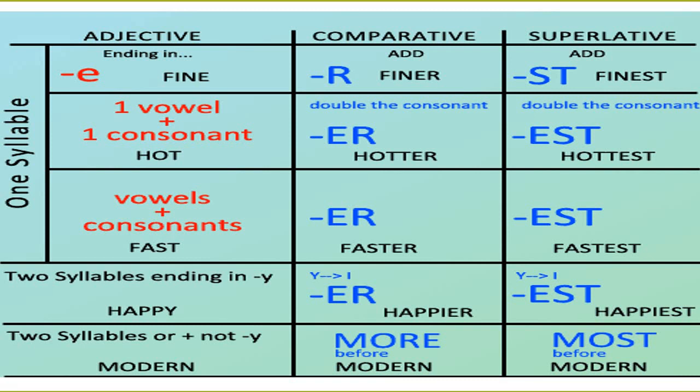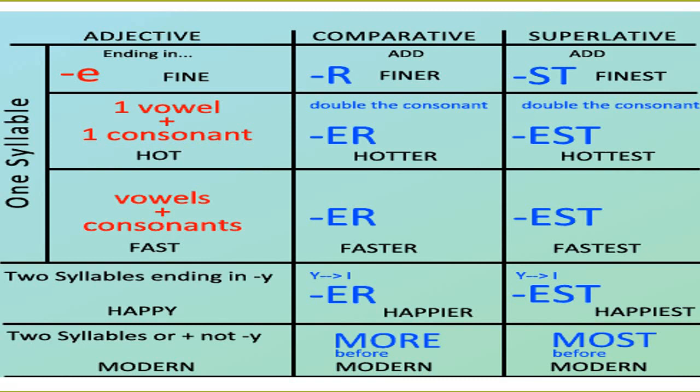Then the third one, if an adjective ends with a vowel letter and 2 consonant letters, you have to add only ER, and when you make the superlative form, you have to add EST. Look at the example. The adjective is fast and the comparative form is faster and the superlative form is fastest.